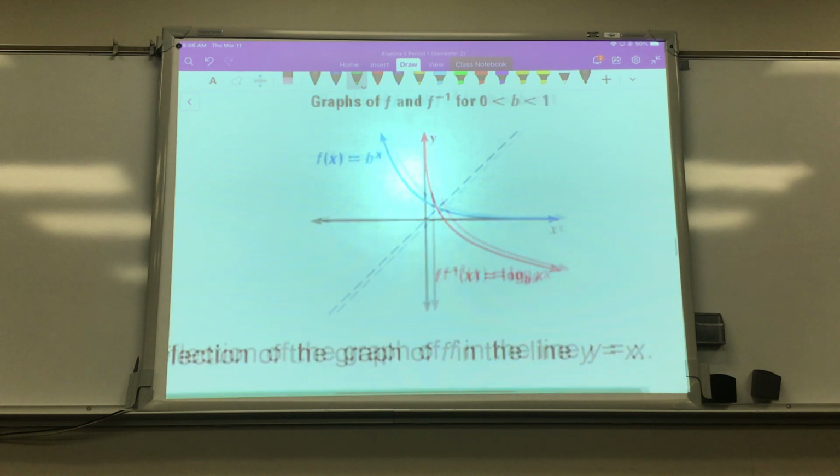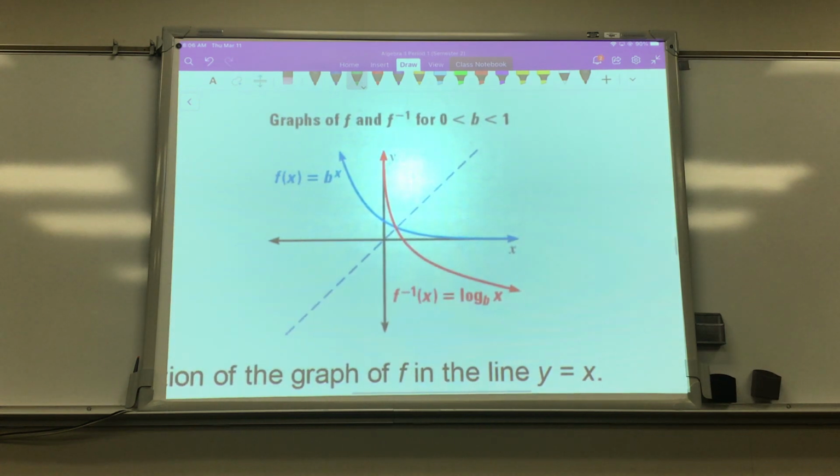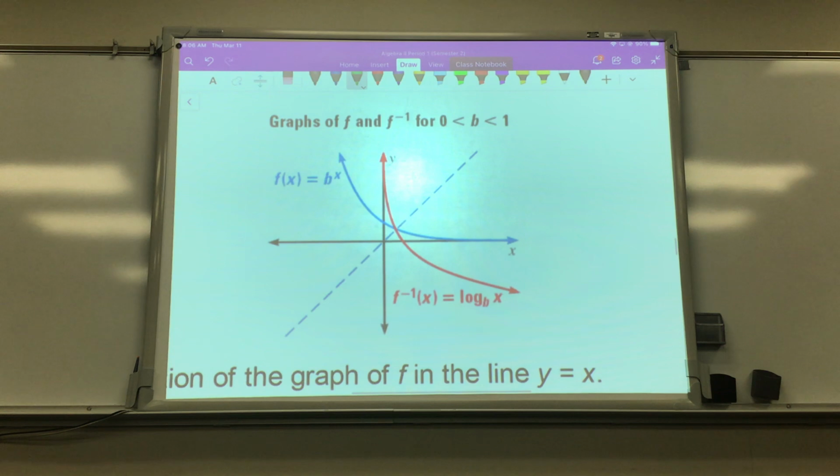Okay. The red is our functions, or our graphs, for logs. And again, exponentials had horizontal asymptotes; logs will have a vertical asymptote.